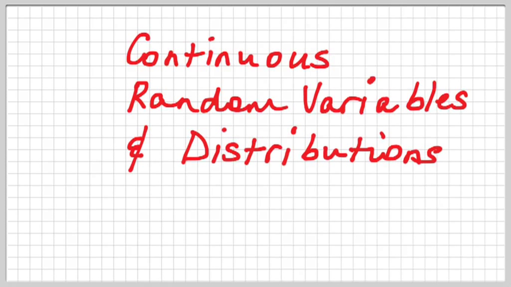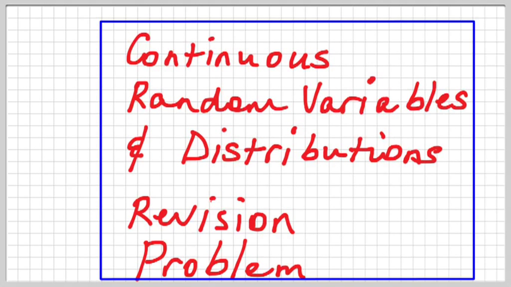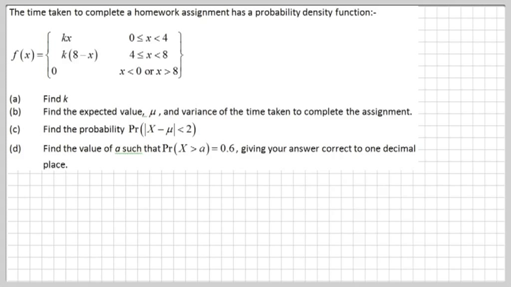So we're going to do continuous random variables and distributions, a revision problem. Okay, off we go. Now, the time taken to complete a homework assignment, a very pertinent topic, has a probability density function of f(x) = kx, linear, from x = 0 to 4, and that's another way of saying minus k times (x minus 8), which is the way I prefer to think of it, from x = 4 to 8.